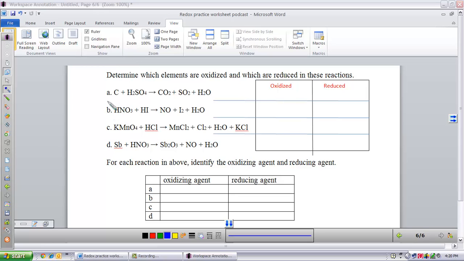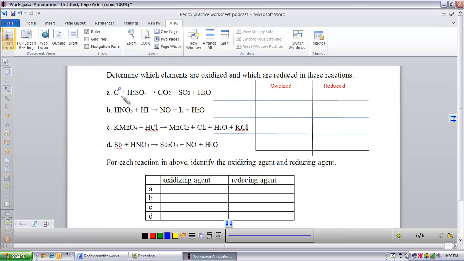All right, now let's look at a reaction and see who's oxidized and who's reduced in the reaction. Carbon has a 0 oxidation number here. Each hydrogen has a +1, but there's 2 of them for a total of +2. Each oxygen is a -2. You have 4 of them, that's -8. So altogether it has to equal 0.